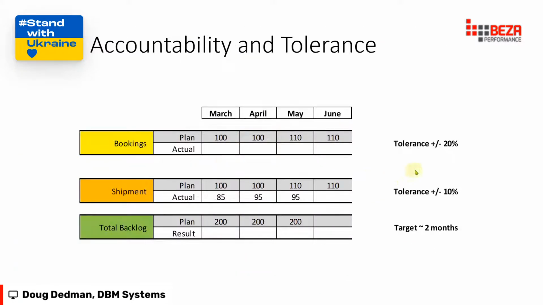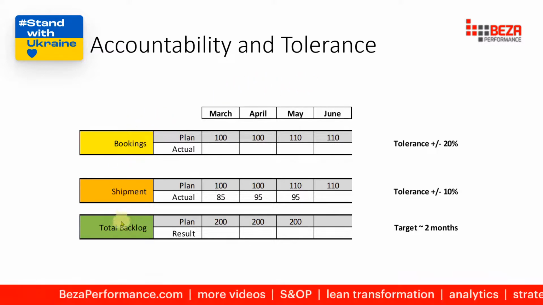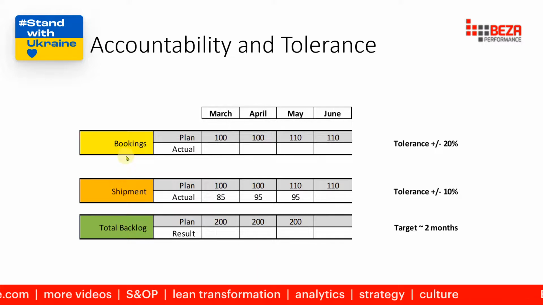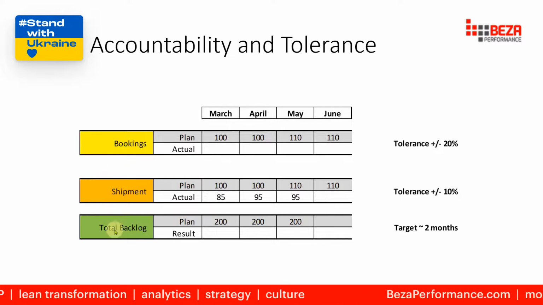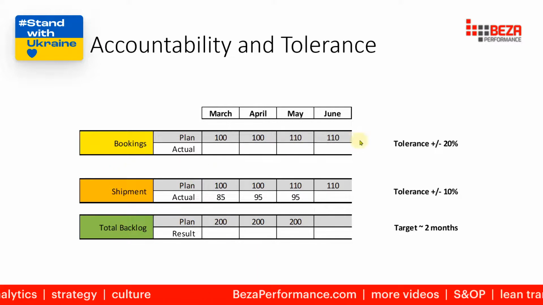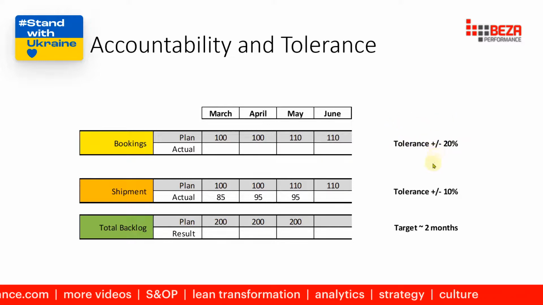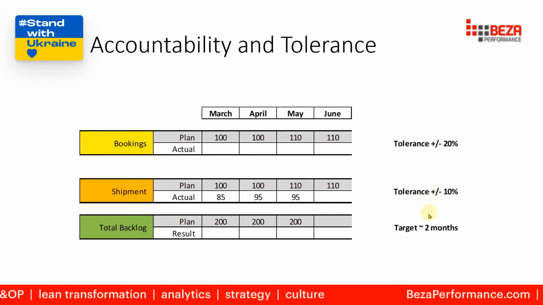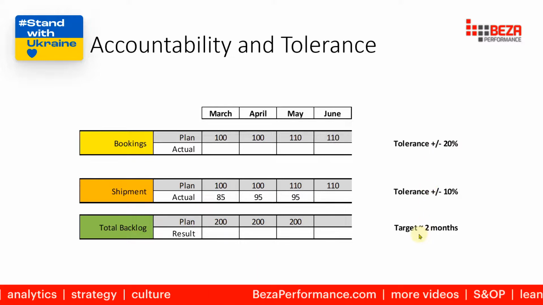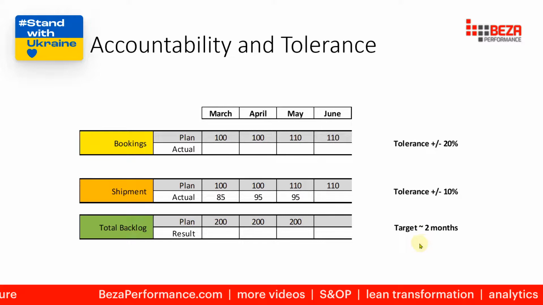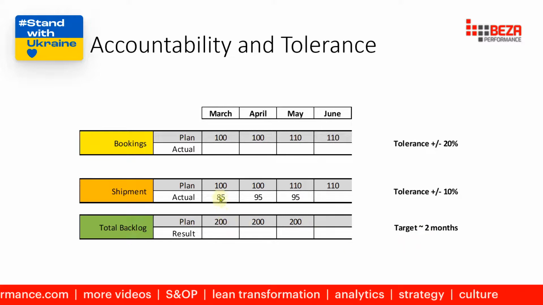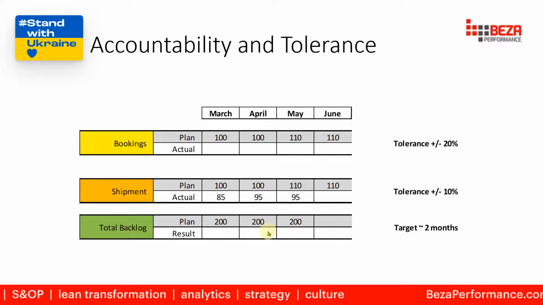I'll pull this up. So this idea of plan accountability and tolerance here, and this is a pretty simple example. If I look at those top 3 sections of the sheet, I've got bookings, which is order inflow, I've got shipments, and I've got my total backlog, and I have a plan right now for the next 3 months. You can see I've established a tolerance of plus or minus 20%, and plus or minus 10%. And I've got the backlog at a target of 2 months, so 200 units would roughly be about 2 months of shipments. If that makes sense.